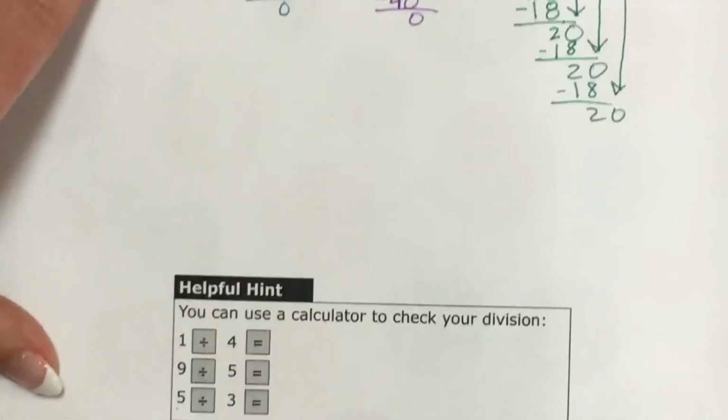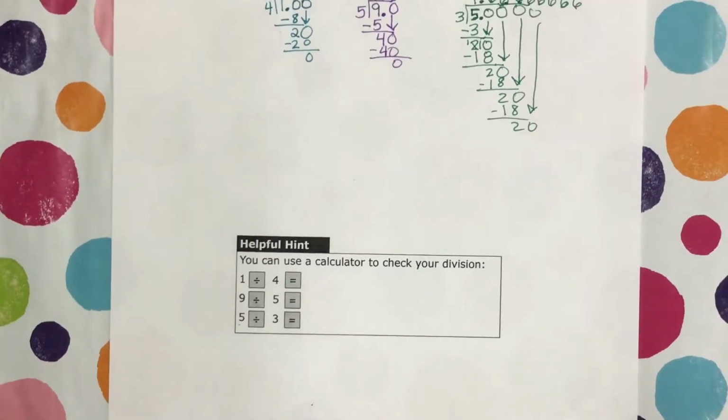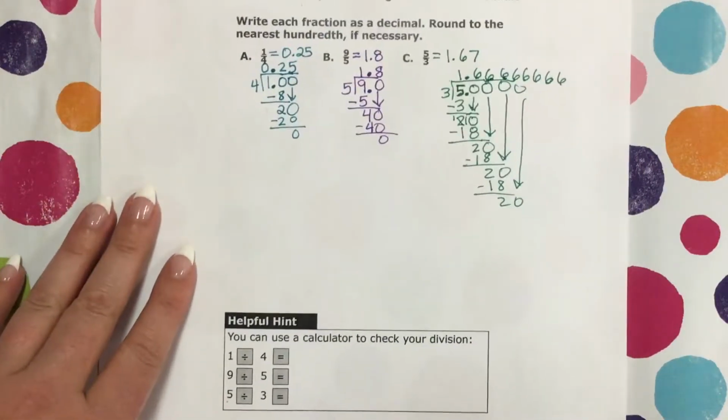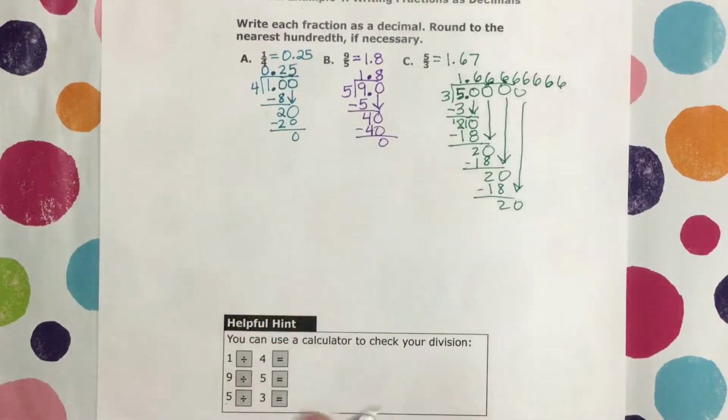Okay, so let's look below. It says you can use a calculator to check your division. Now on these particular examples, I want you doing the long division. I want to see all your work just like how I've done it here.